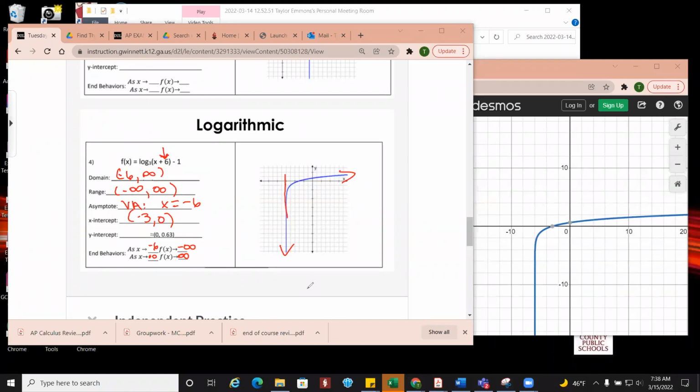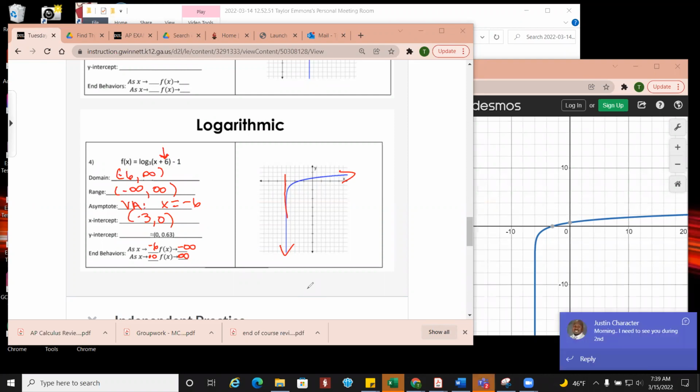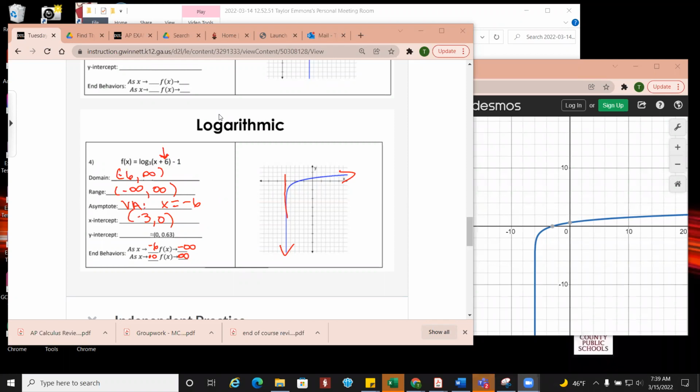Are there any questions over this one? What's up? Positive infinity going to positive infinity. Yep. Okay. All right, so I want us to get a little bit more practice on this. I know we're pretty comfortable with a couple of things on this, but we want to make sure that domain and range and end behavior are good. What's up, London? 0, 0.63. Yep.